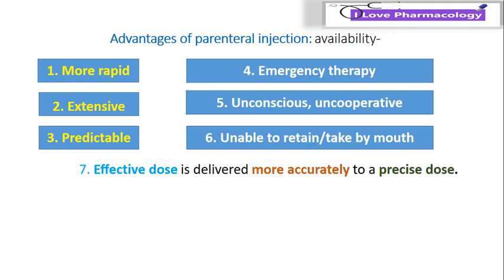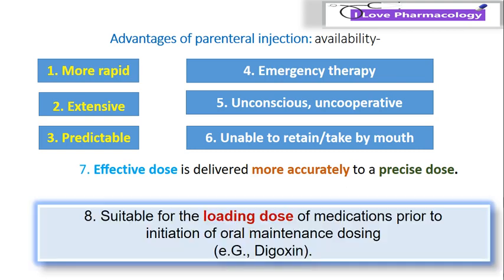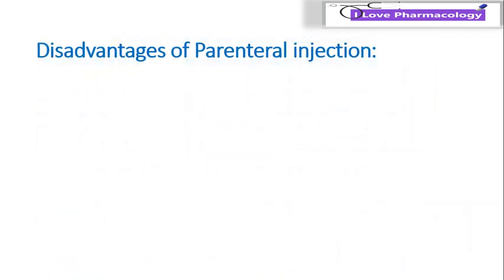The seventh point is that the effective dose is delivered more accurately, to a precise dose. The eighth point is that this route is suitable for a loading dose of medications prior to initiation of oral maintenance dosing. An example is Digoxin.